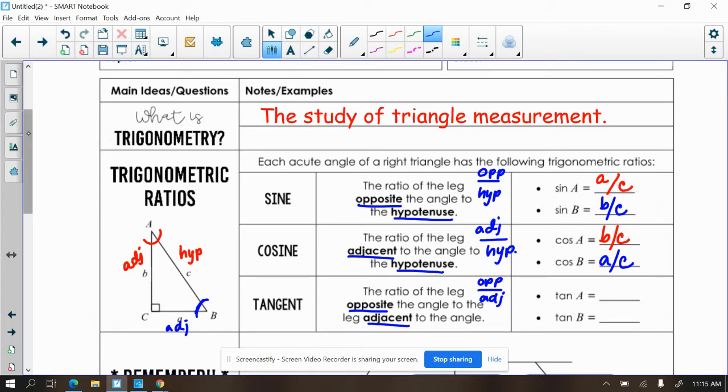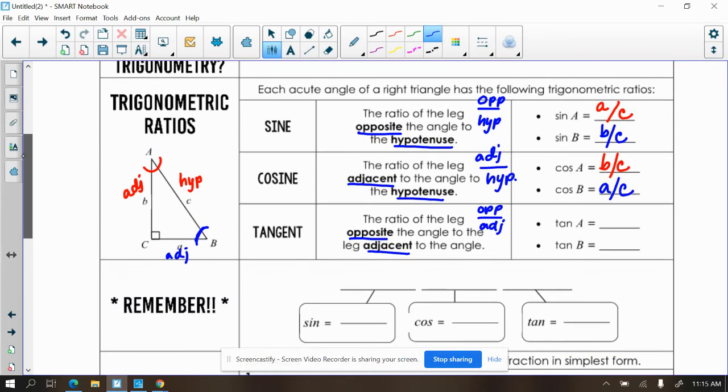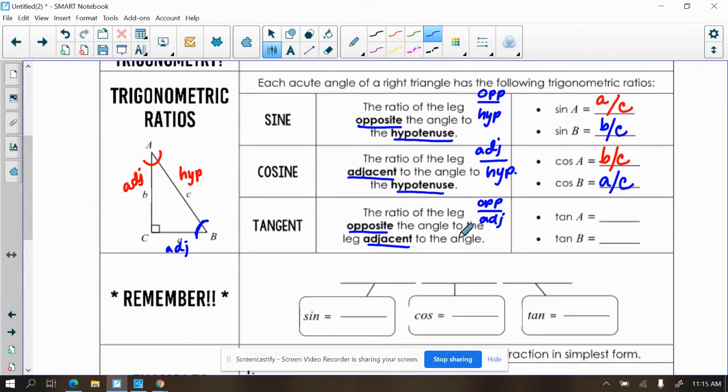Just something to look for to see some patterns a little bit. All right, and then tangent. So tangent is opposite over adjacent. So tangent of A, let's go back to red. The opposite of A was little a over the adjacent side, which is b. And then tangent of B, the opposite was b over a.